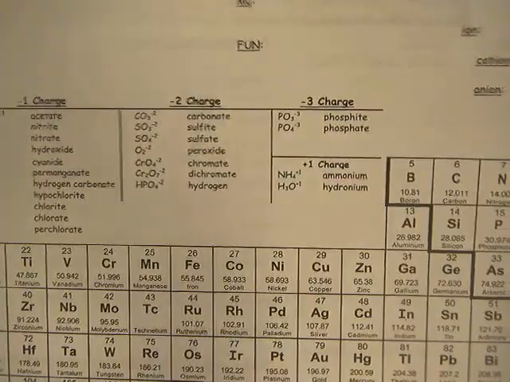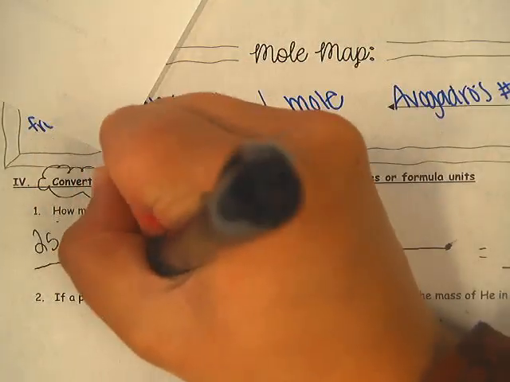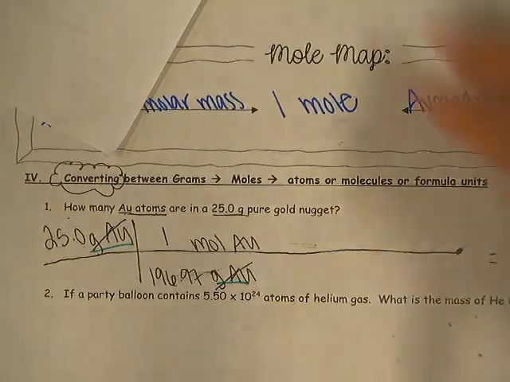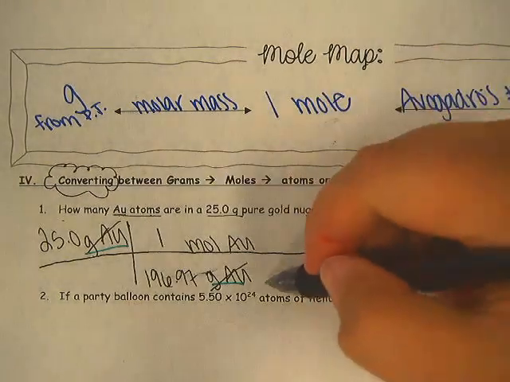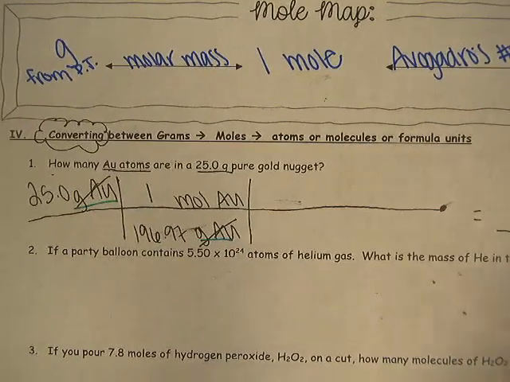Perfect. So gold, for those of you who haven't found it yet, it's number 79 down here. 196.97 is my molar mass of gold. But I'm not done setting it up there because I'm looking for atoms, so I need to keep going. So moles of gold is the unit that I'm in currently.